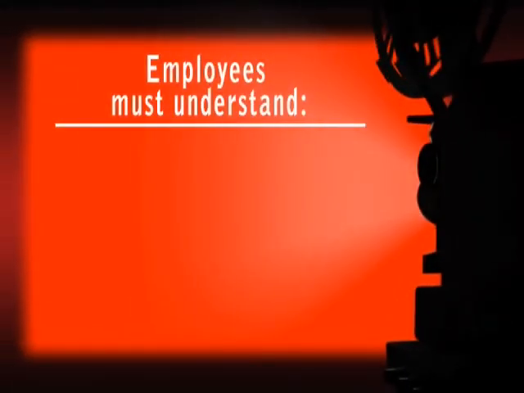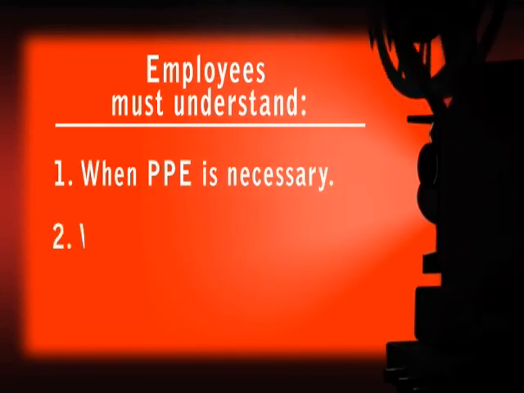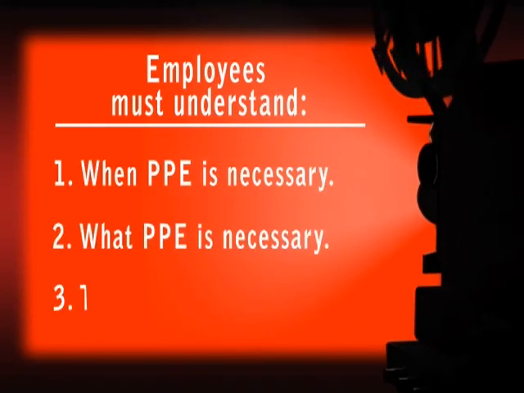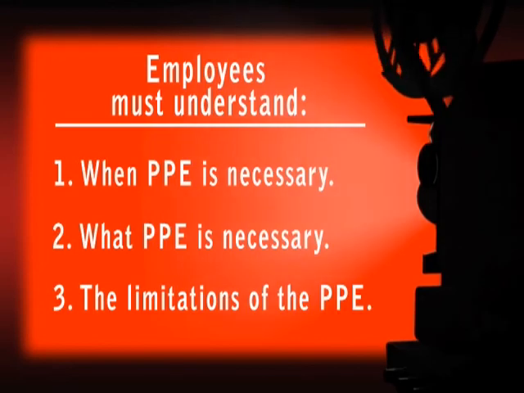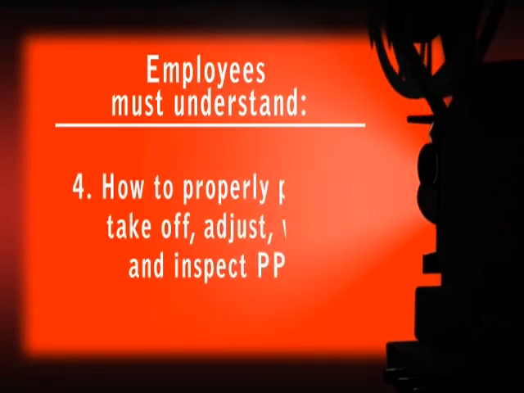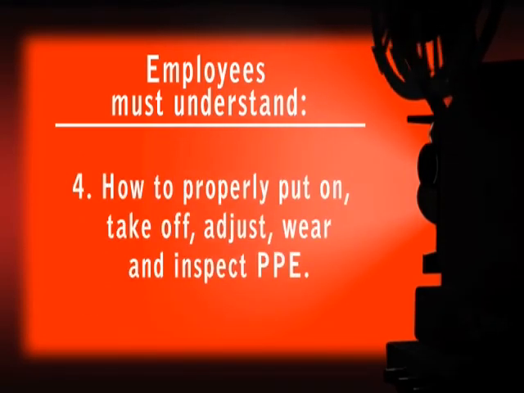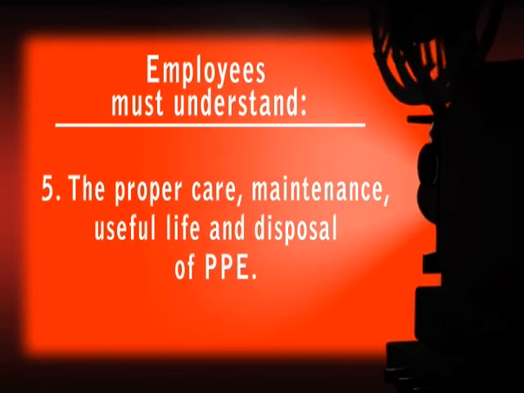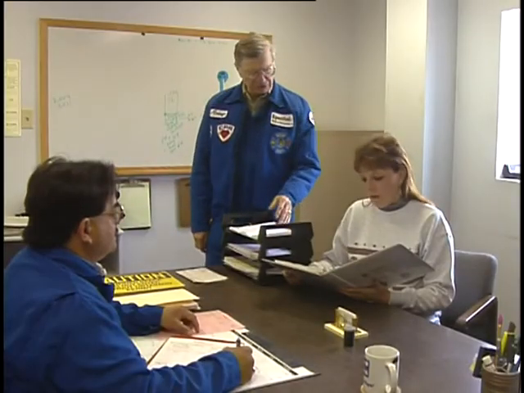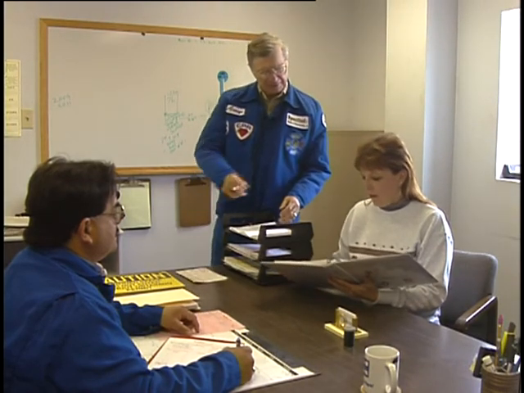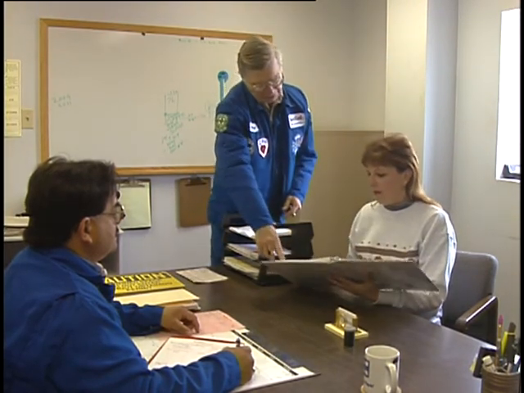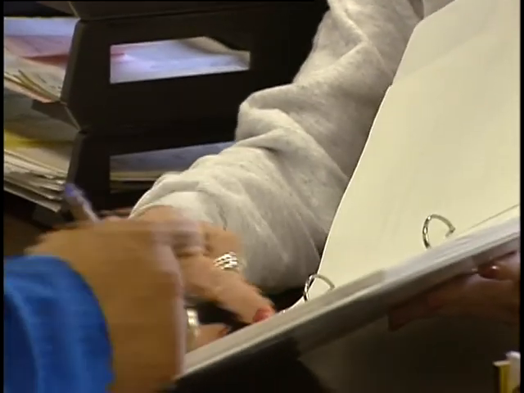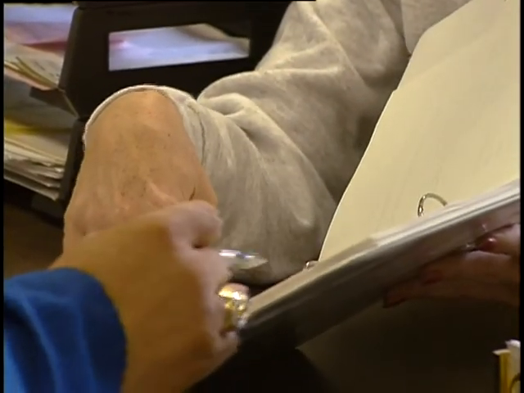Employees must understand when PPE is necessary, what PPE is necessary, the limitations of the PPE, how to properly put on, take off, adjust, wear, and inspect PPE, and the proper care, maintenance, useful life, and disposal of PPE. The employer is required to retrain employees when changes in the workplace render previous training obsolete or when the job requirements change and the PPE type changes.